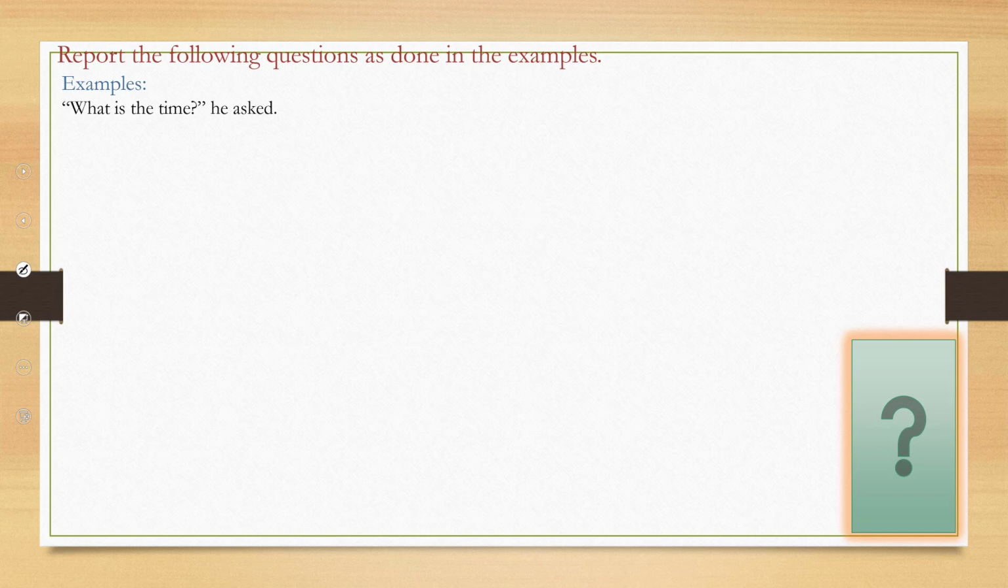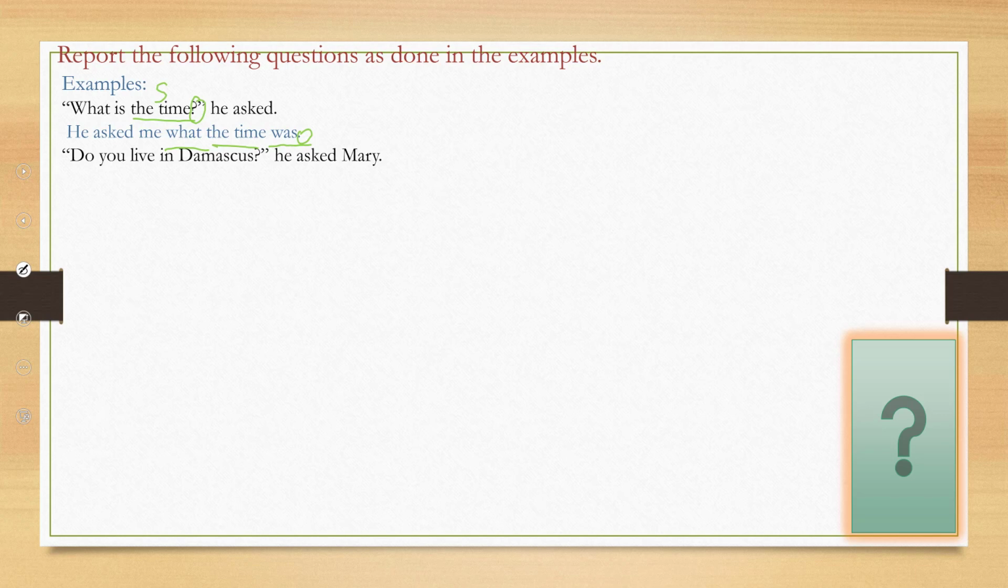Report the following questions as done in the examples. Example: What is the time? He asked me what the time was. Look, as I said, first we write the question word, what. Then the subject, the time. This is the subject of the sentence. Then the verb is changed into a past verb. And what about the question mark? We drop it and we put a full stop instead.